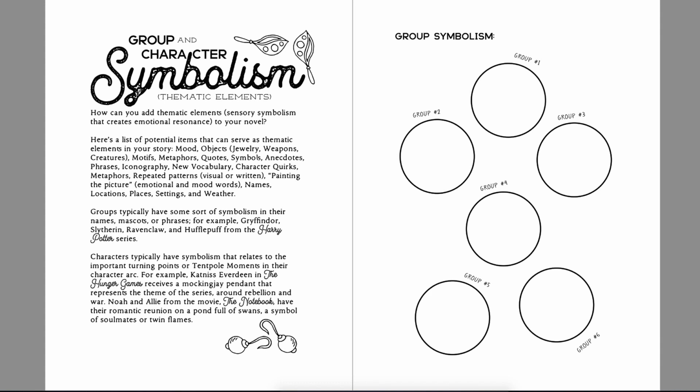And then with character symbolism, it typically relates to the tentpole moments. So for Katniss Everdeen in the Hunger Games, she has a Mockingjay pendant that she receives at the beginning of the series, and it represents the overall theme of the series, which is around rebellion.